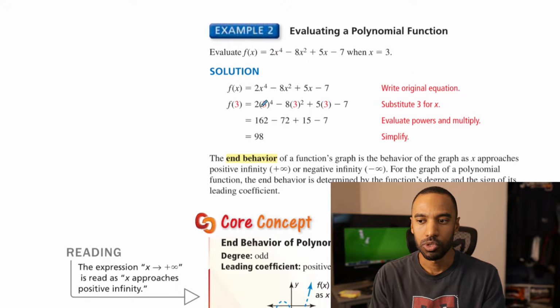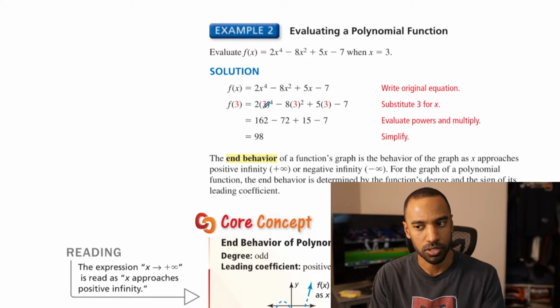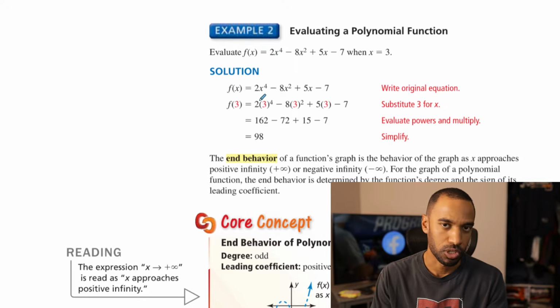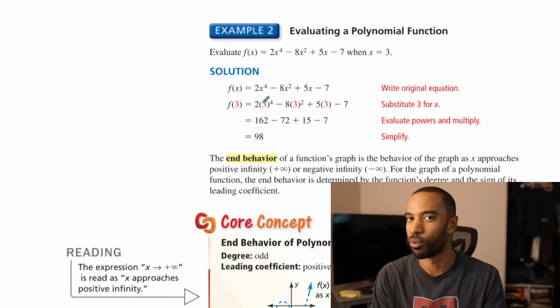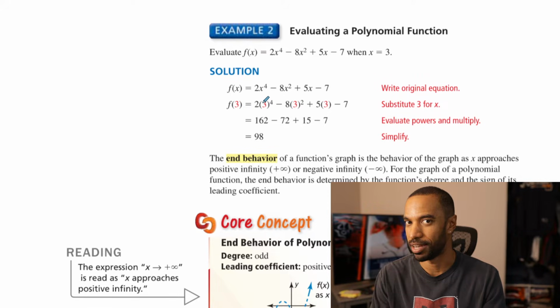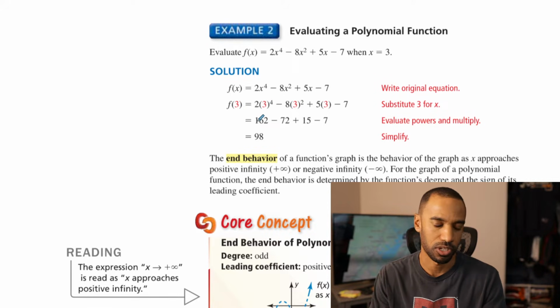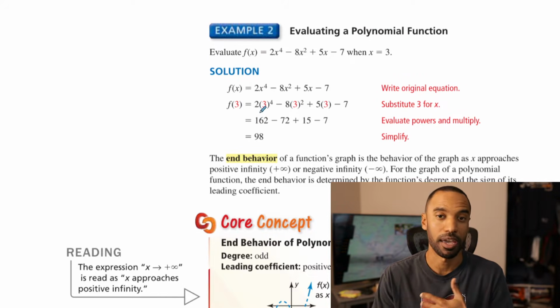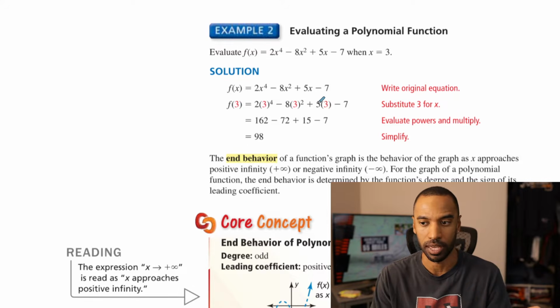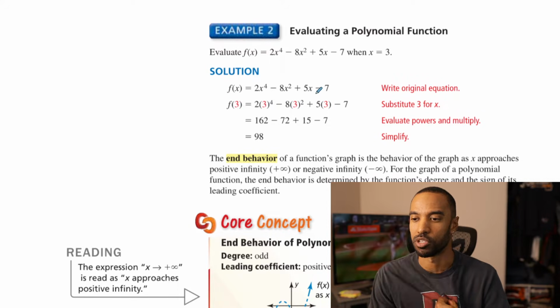Now, you don't do 2 times 3 first. You do 3 to the 4th first. 3 to the 4th is 81 times 2 is 162. You see 2 times 3 is 6. 6 to the 4th, I believe, is 1296. 1296 and 162 aren't the same number. So you can't just go whichever order you want. And by the way, you can type these in the calculator if you'd like as well. Let the calculator do your order of operations for you.